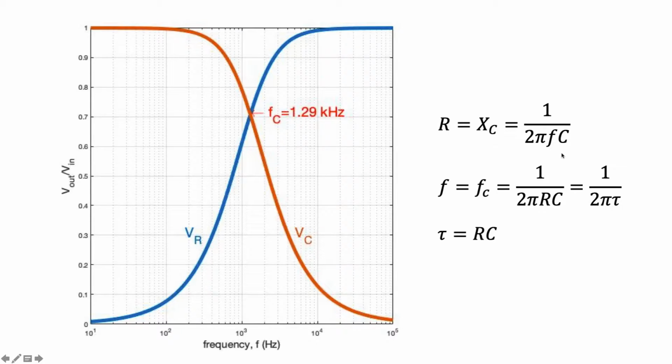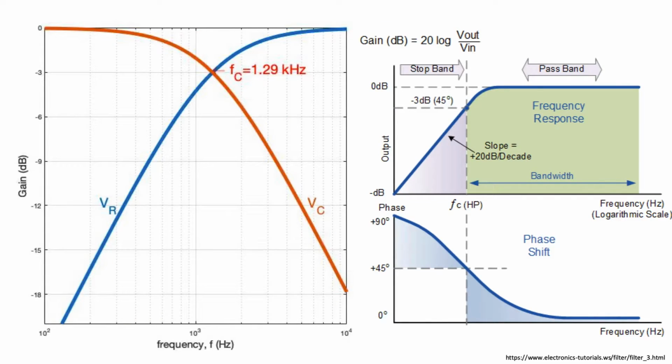We derive the cutoff frequency as shown. It is defined as the frequency corresponding to when both the resistance and the capacitive reactance are equal. Thus, equating them and rearranging them to solve for F, we have the following equation for the cutoff frequency: 1 over 2 pi RC.